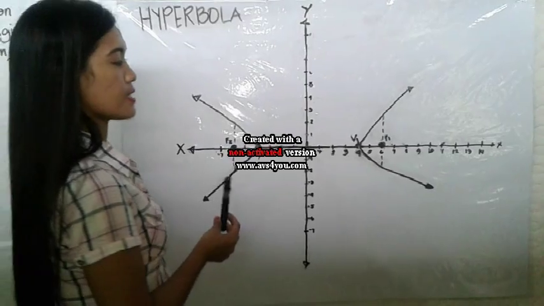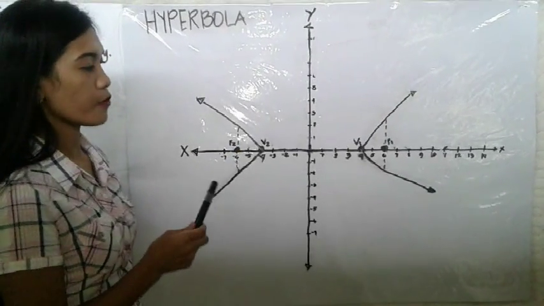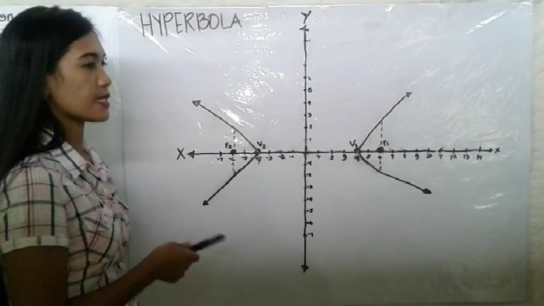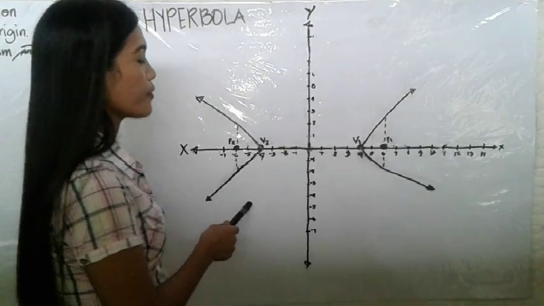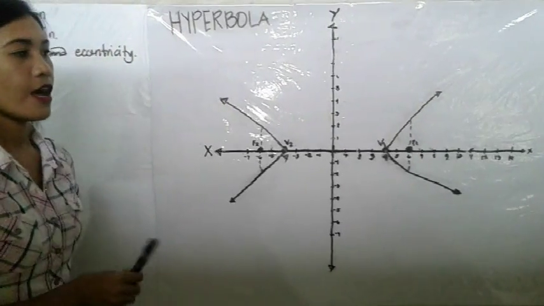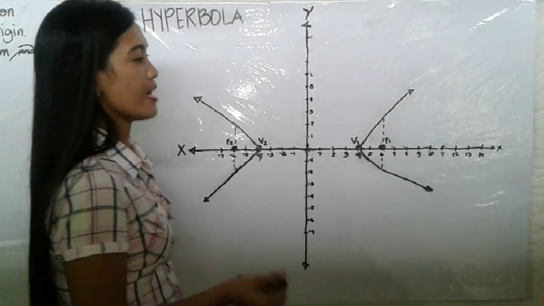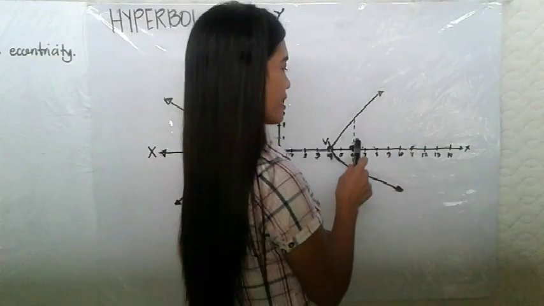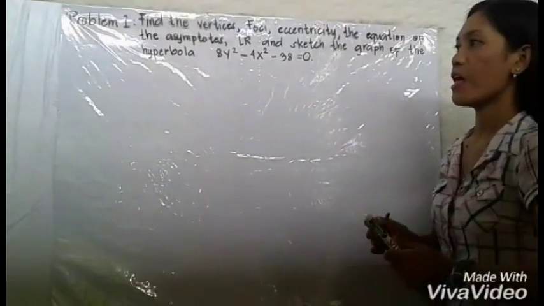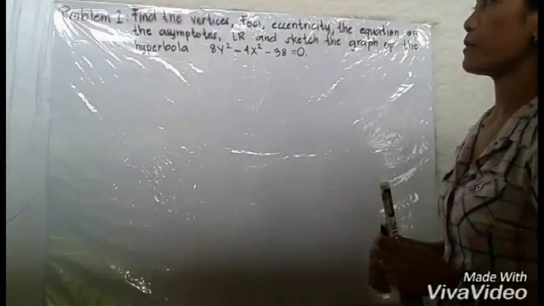The hyperbola is symmetric with respect to both the transverse and conjugate axes. The chord of the hyperbola through either focus perpendicular to the transverse axis is called the latus rectum. Okay, this is the latus rectum. And now let us proceed to our problem 1.